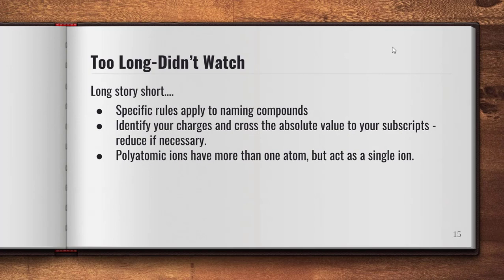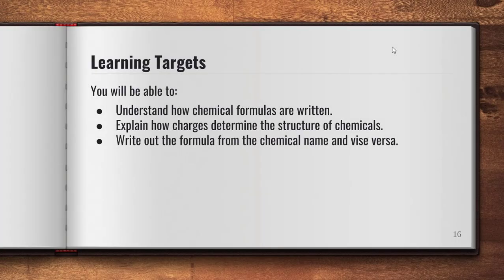So hopefully you understand a little more about the rules of naming chemical compounds. Again, long story short, identify the charges of your atoms, cross the absolute value of your subscripts, and reduce those subscripts if necessary. Keep in mind that polyatomic ions have more than one atom but also act as a single ion. Also remember that when you're naming monatomic ions, you use the full name of the first atom. Whatever the second atom is, you use the stem and add -ide to it. Hopefully you understand the learning targets.